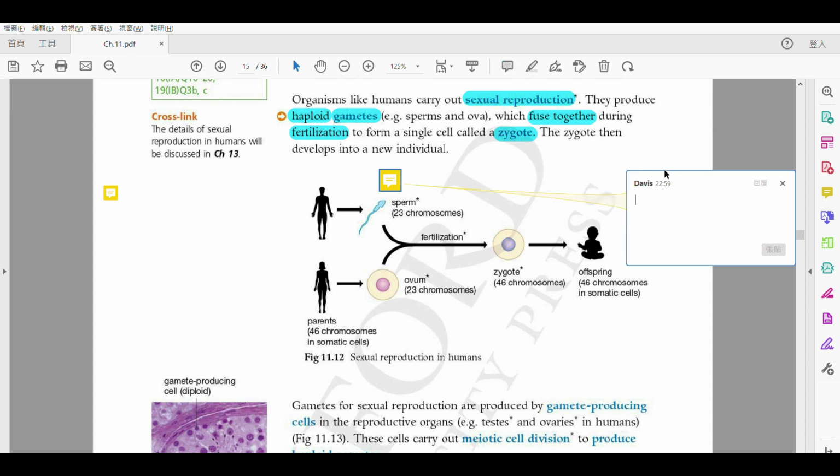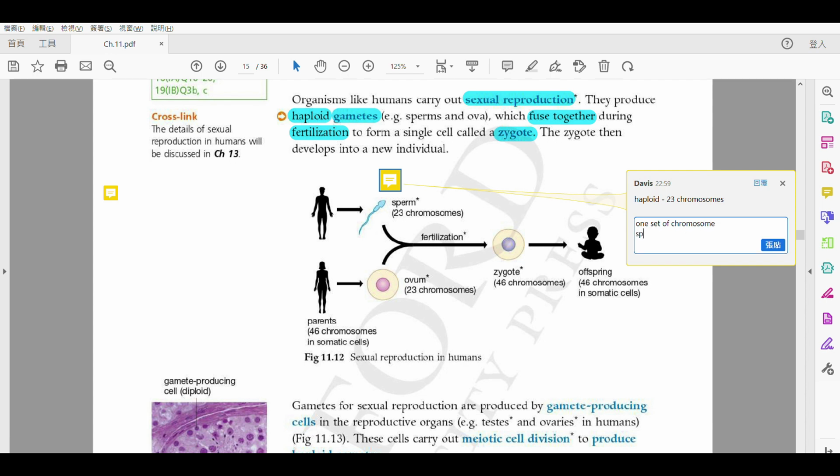Just very quickly, learning some words and concepts. Above the sperm and ovum, you will see that this is the haploid. Since it is a haploid, how many chromosomes will there be? In total, there should be 23 chromosomes. Sorry, one little thing to add. Remember, what does it mean by haploid? Haploid means there is only one set of chromosomes.